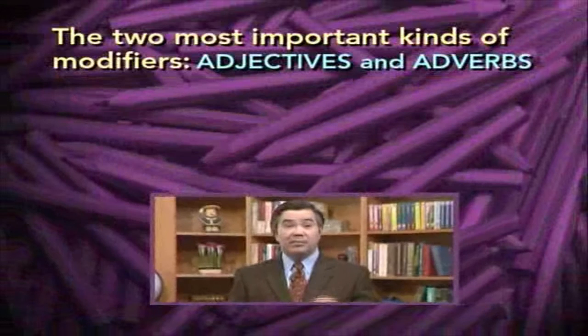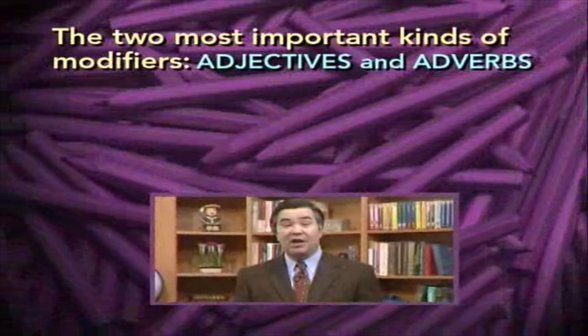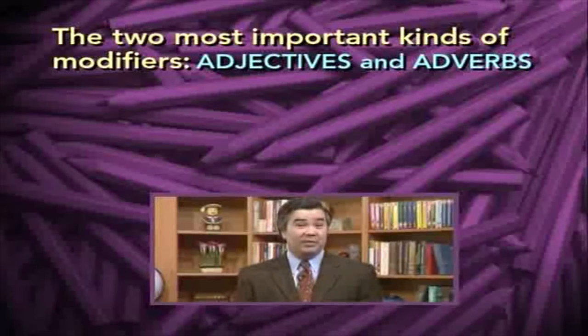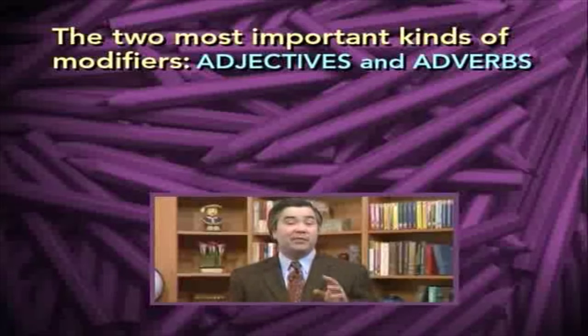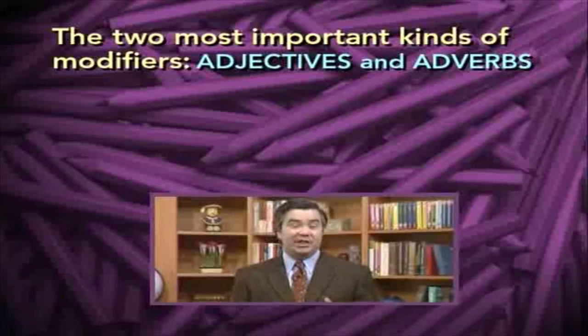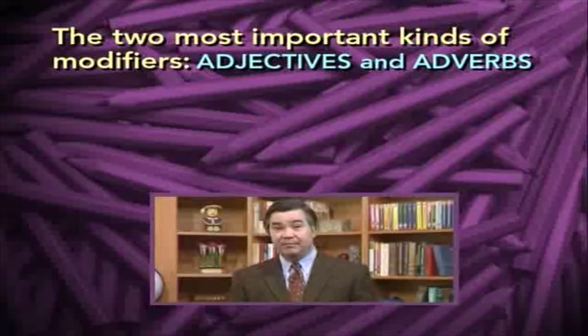A modifier gives more information about something else in the sentence. We call it a modifier because it modifies, that is, changes what we know about something else in the sentence. It gives more information or tells us something more about another item in the sentence. Now, the two most important kinds of modifiers are adjectives and adverbs. And in this lesson, we'll look at some of the basic principles for using adjectives and adverbs correctly.